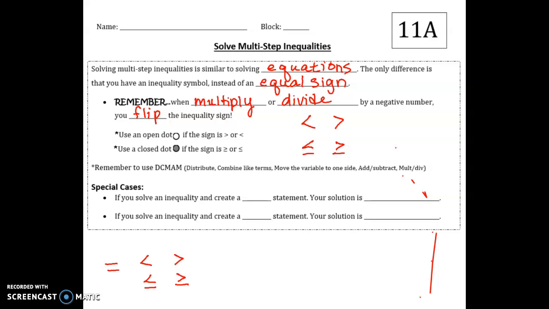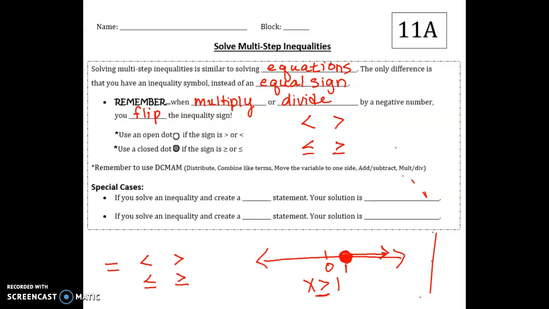When we're graphing on a number line, we use an open dot if the sign is greater than or less than. For instance, if I had x is greater than 1, here's 0, here's 1, greater than would be an open circle and it would go to the right. But if it was x is greater than or equal to 1, that symbol would be colored in, with the arrow going to the right.